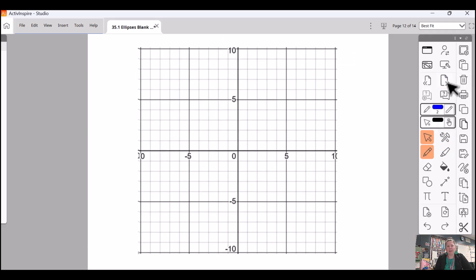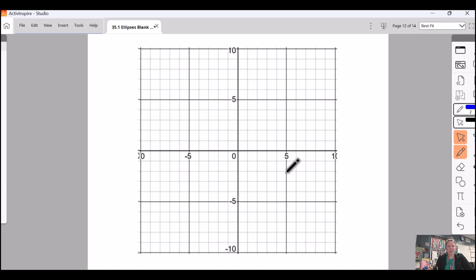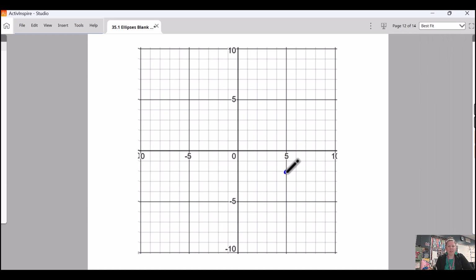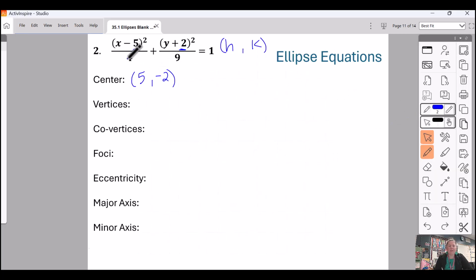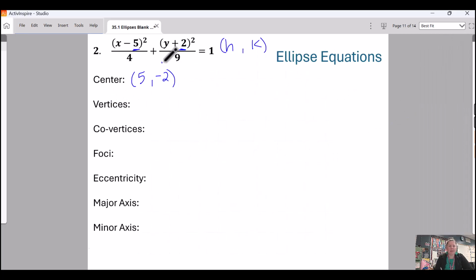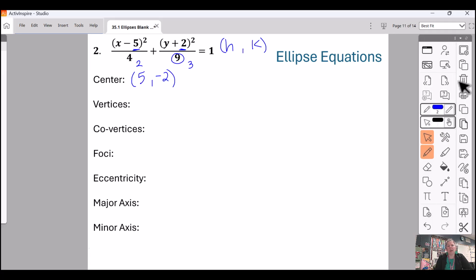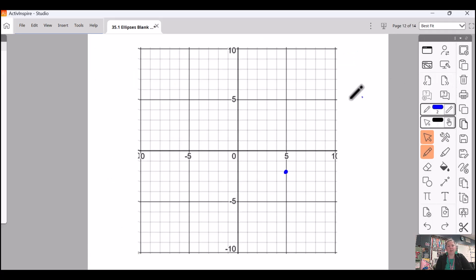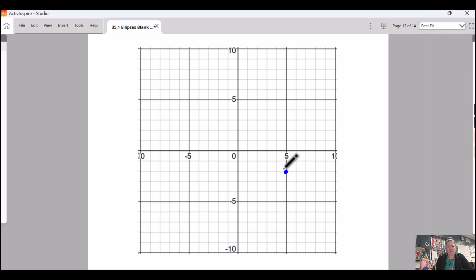So I'm going to graph 5, -2. So 5, -2 is going to be my center. And then from there, my vertices are going to be, this is going to be my bigger number. The square root of 9 is 3, and the square root of 4 is 2. So my vertices are going to go up and down 3 from the center. Honestly, I like just doing this from the graph, and then I don't have to think math-wise. I can just think, what am I doing on my graph?